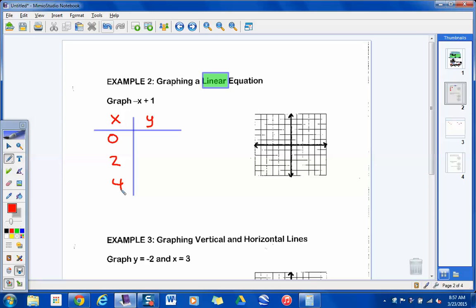Okay, now I'm going to rewrite the way that this is written. This says graph negative x plus 1. I want you to write this as y equals negative x plus 1. You guys okay with that?